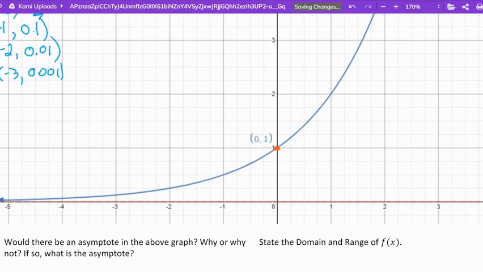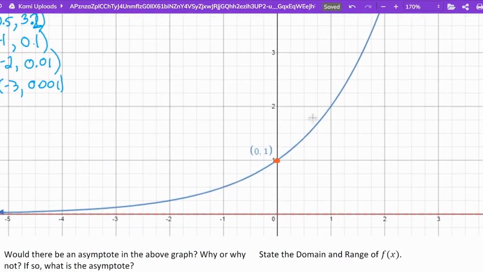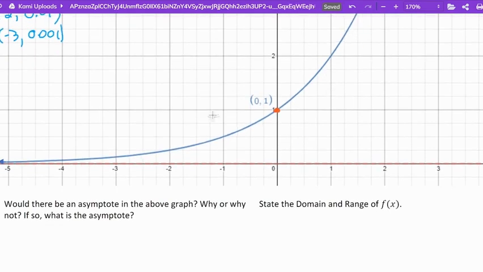Okay, when x is, what did we do? We said 1/2. Y is going to be 3.2. So about there. Okay, then we went into the negatives. At -1, y is going to be 0.1. At -2, y is 0.01. At -3, y is 0.001. How do I draw that, folks?